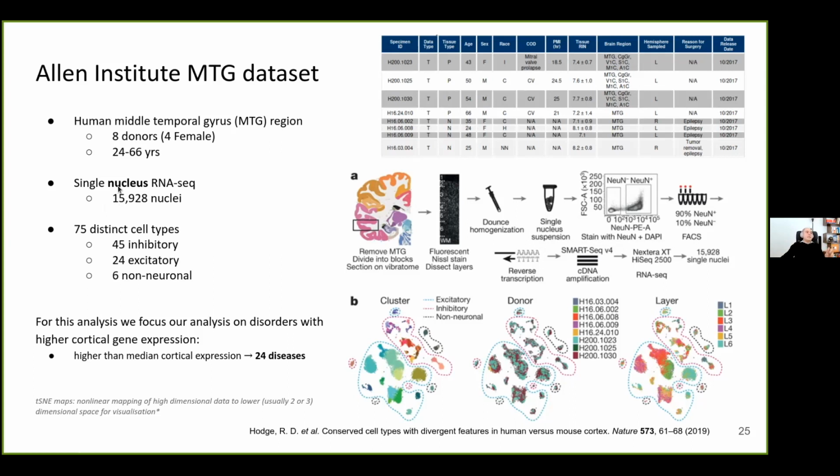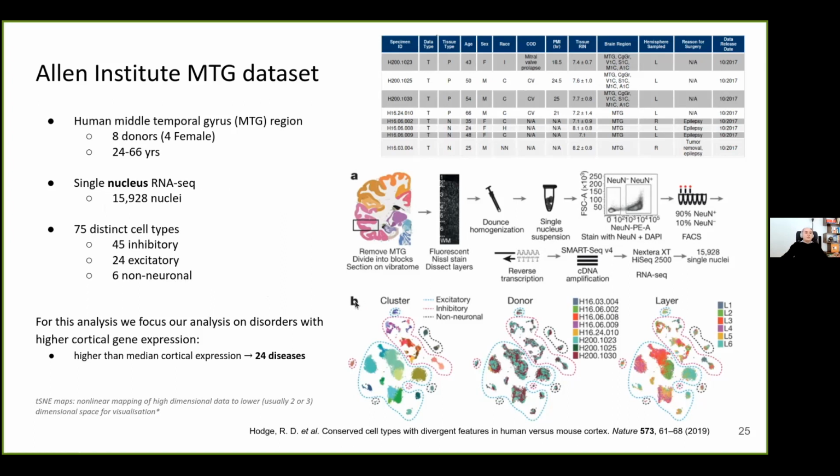And by cells here, it's a bit different. These are nuclei, because cell isolation in human is a bit more difficult than in animal models. So they went with single nucleus RNA sequencing. And when they did their clustering based on the gene expression patterns in these 16,000, they found 45 inhibitory, 24 excitatory, and 6 non-neuronal subcategories.